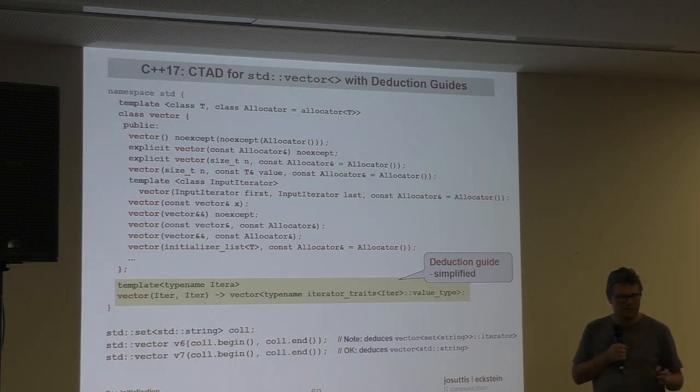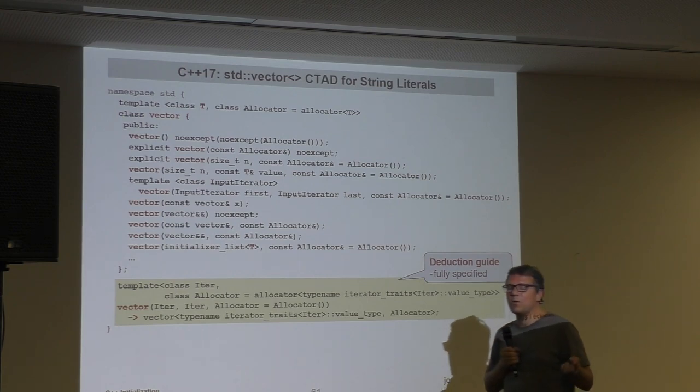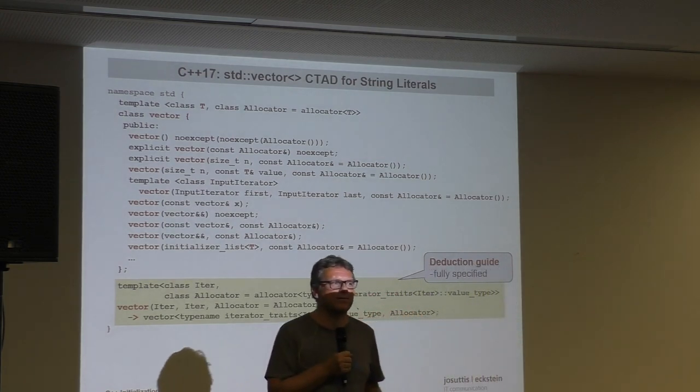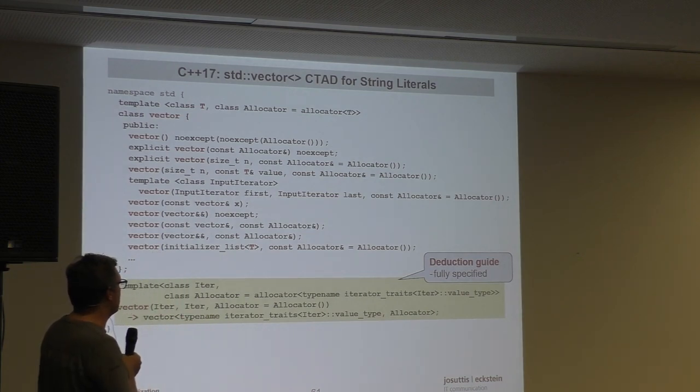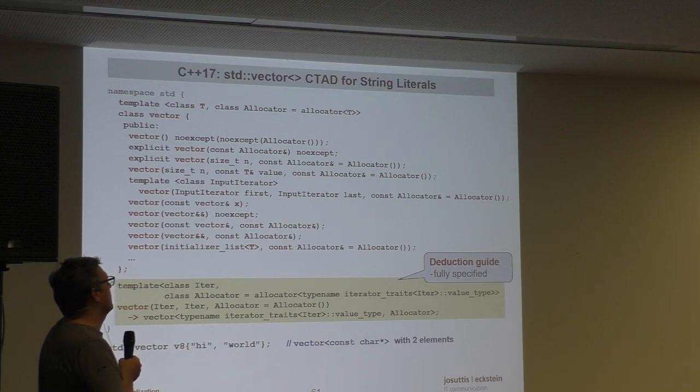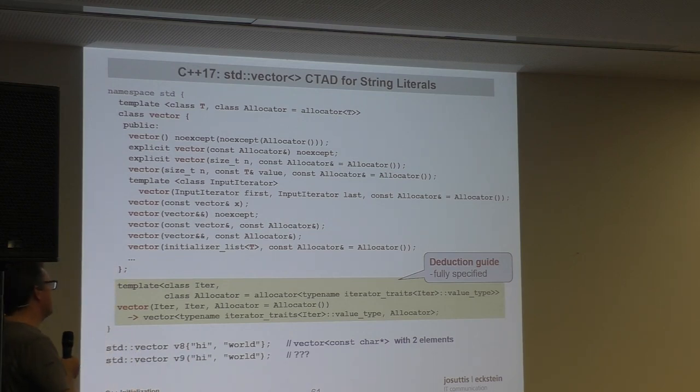Do you like that? I don't know. But things don't become less complicated with C++17. This, by the way, is a fully specified deduction guide, including iterators and including allocators. And we run into the following problem. If you have here a vector initialized with two strings, again, this is a vector of two character pointers with two elements. If we use the parentheses here, what's happening now?